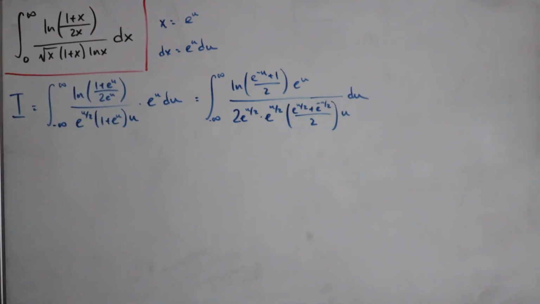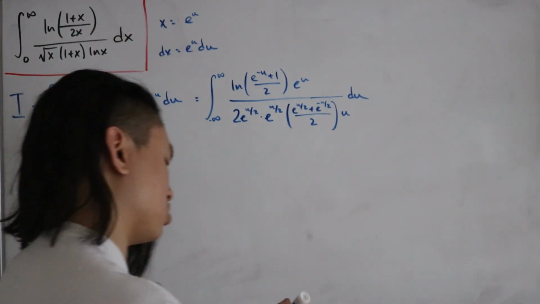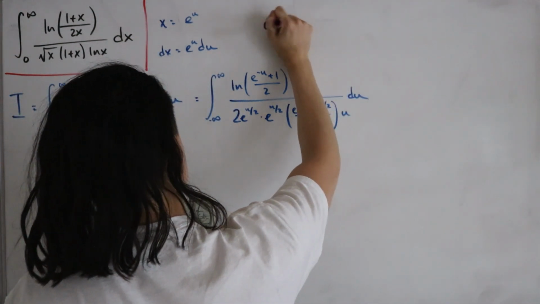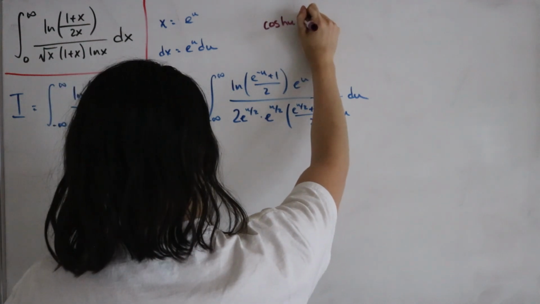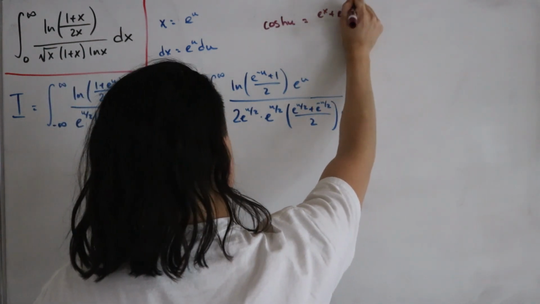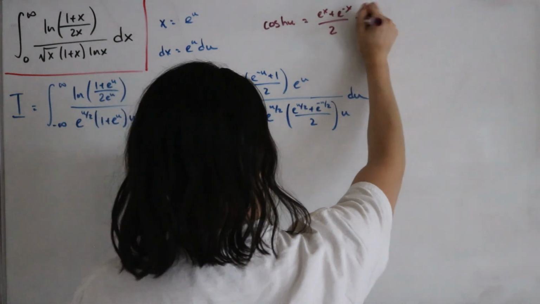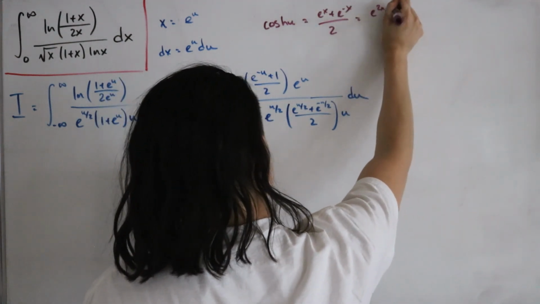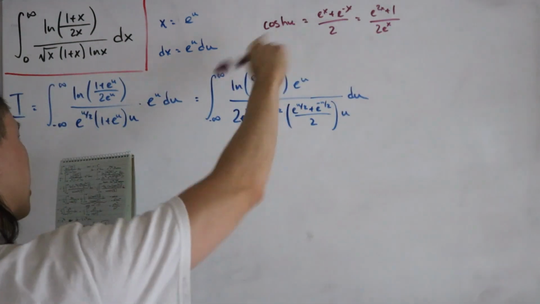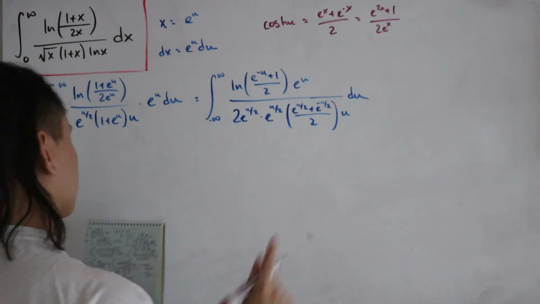Okay? So then we can use a nice identity. So we can use the nice identity that the hyperbolic cosine of x is equal to e to the x plus e to the negative x, divided by 2. It's also equal to e to the 2x plus 1, divided by 2 times e to the x. Why I write 2 different identities, they'll be important later. So just keep that in mind.